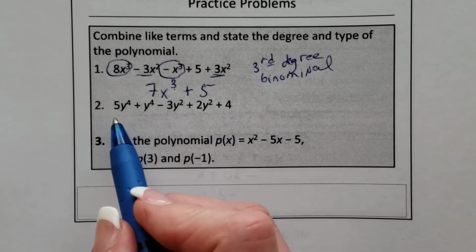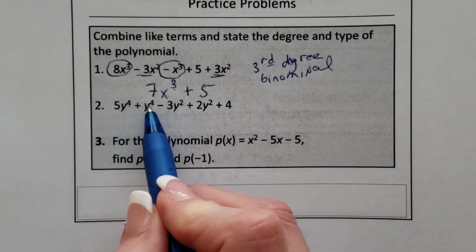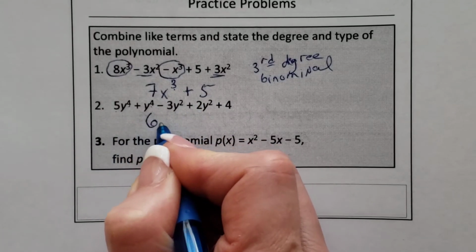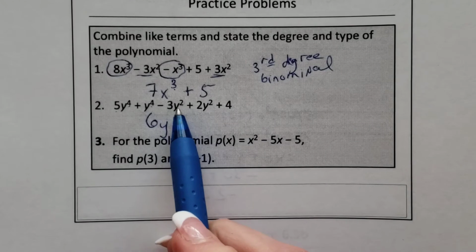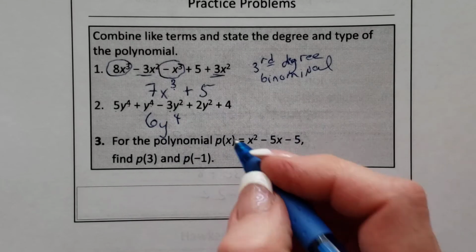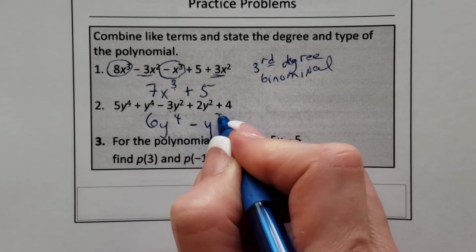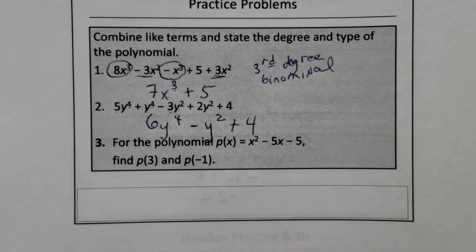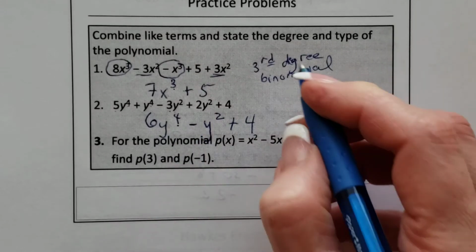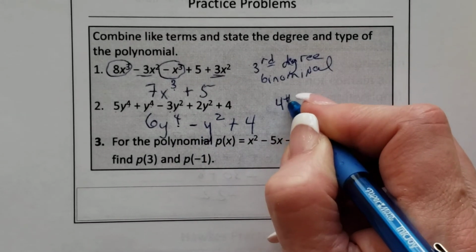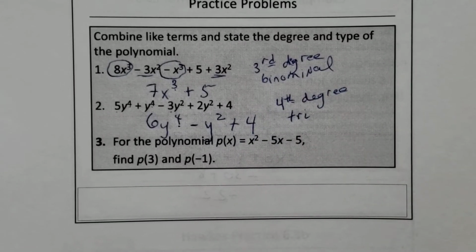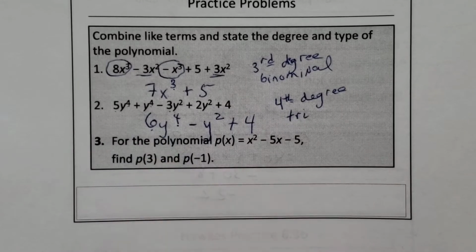All right, so number 2, I have an exponent of 4, 2 of those. So 5y to the 4th plus 1y to the 4th is 6y to the 4th. And then I have a couple of exponents of 2, so I have -3 plus 2 is -1, so minus y squared, and then plus 4. I end up with 3 terms, so I have a fourth degree trinomial, and my leading coefficient is 6.